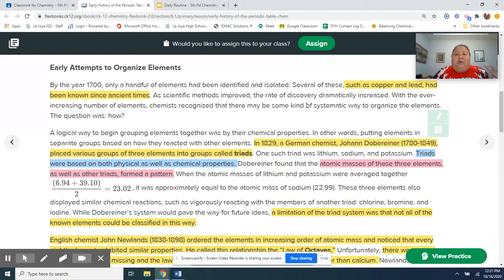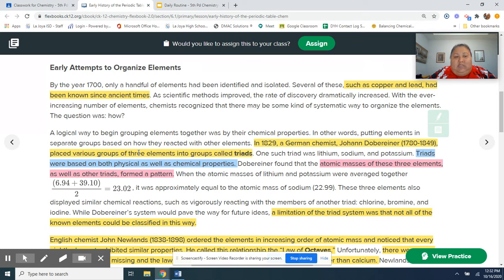So there were two people who attempted to organize these elements, and that is who we're going to be talking about today. A logical way to begin grouping elements together was by chemical properties, right? In other words, putting elements into separate groups based on how they react with other elements. And the first person to try to do that started out in the early 1800s, and he was a German chemist known as Johann Dobereiner.